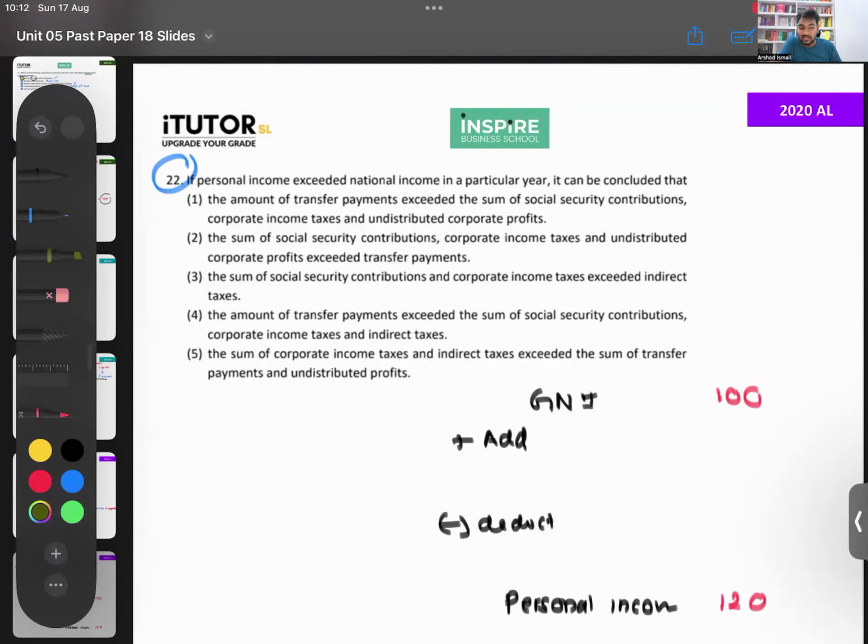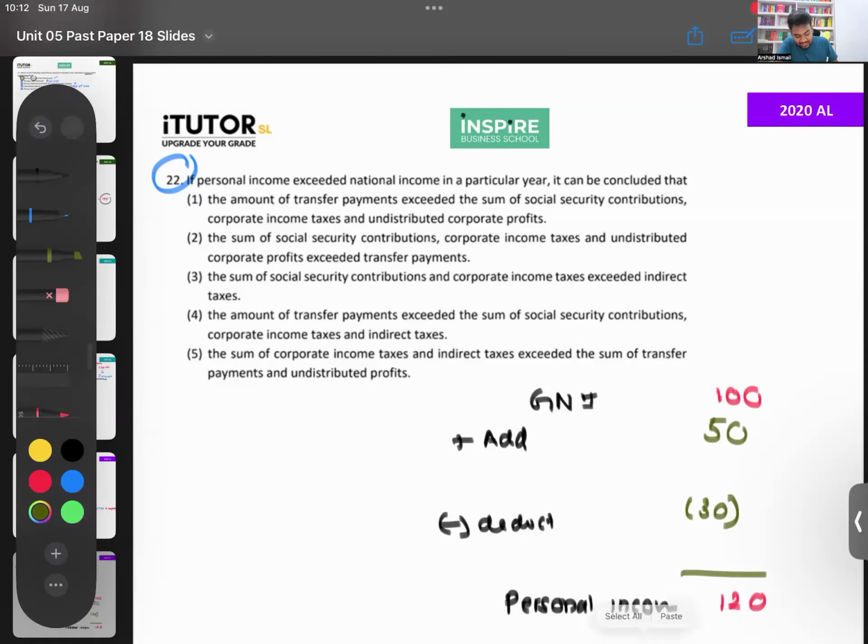How can personal income be more than national income? Whatever you added would have been higher than whatever you would have deducted, right? Maybe, for example, you would have added a 50, deducted the 30. That's how you got this 120. If personal income is more, what do you add?